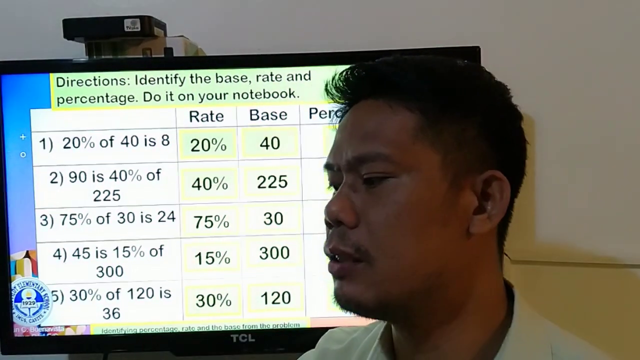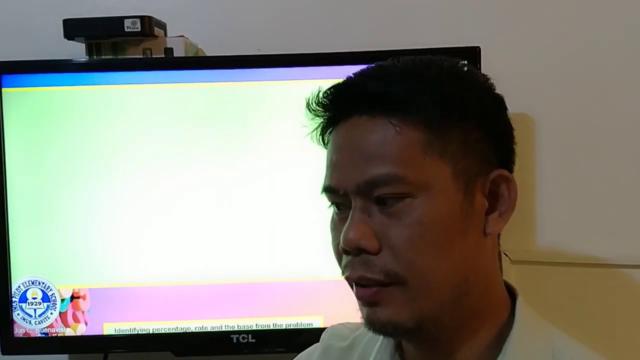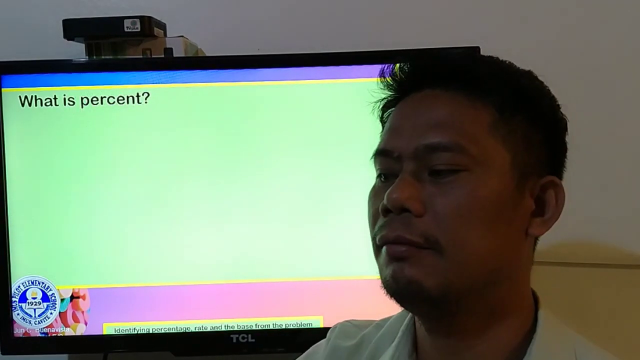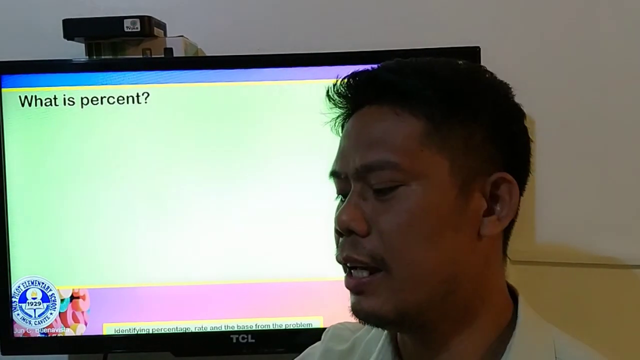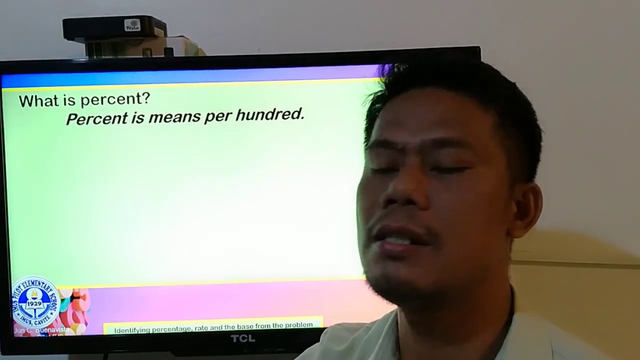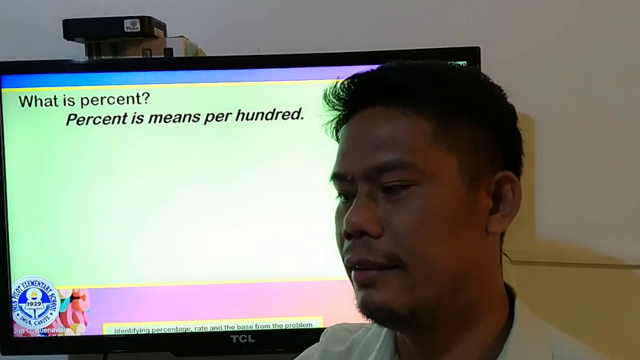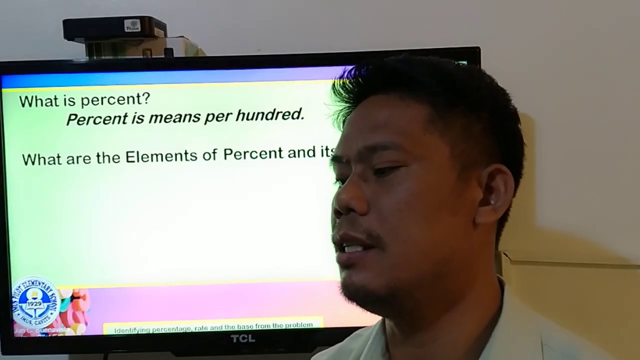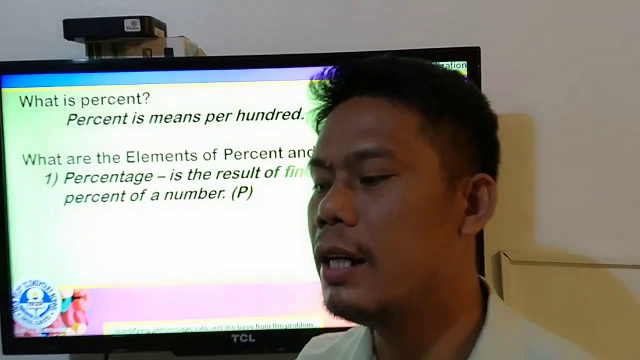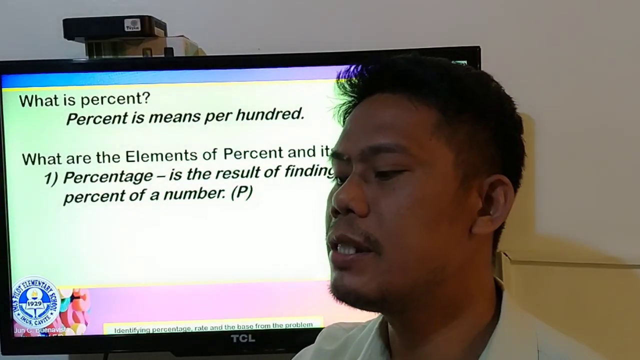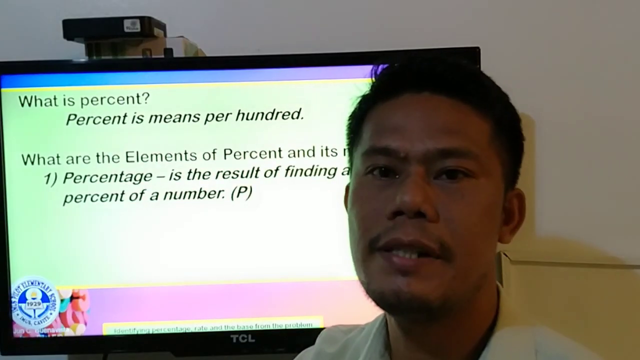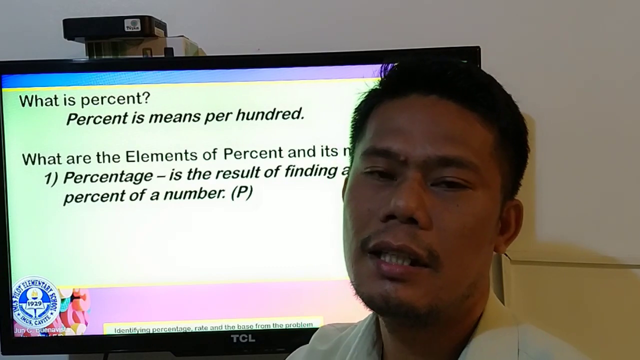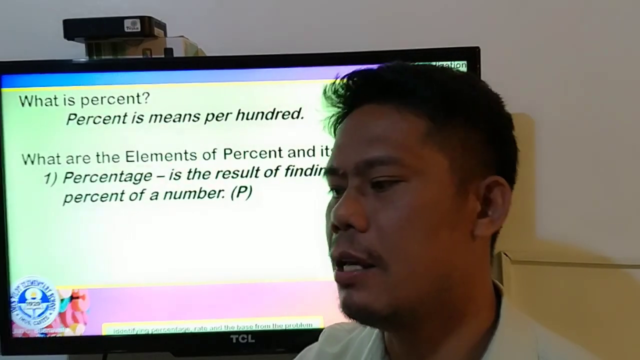Okay, if there is none, let's go now to another activity. So what is percent? Okay, again, so percent means per 100. And what are the elements of percent and its meaning? Okay, so let's have 1, percentage. The percentage is the result of finding a percent or a certain percent of a number. And it represents as letter P.